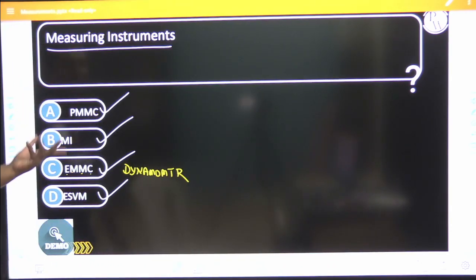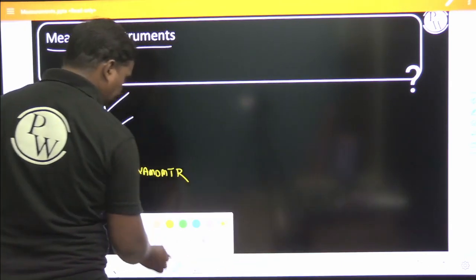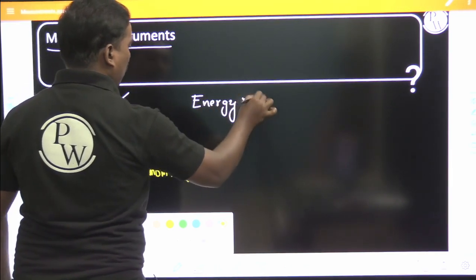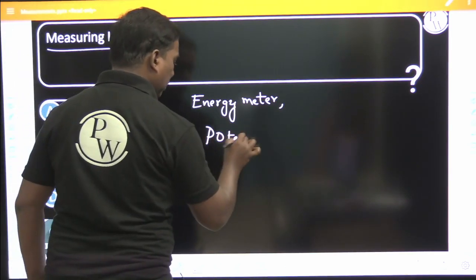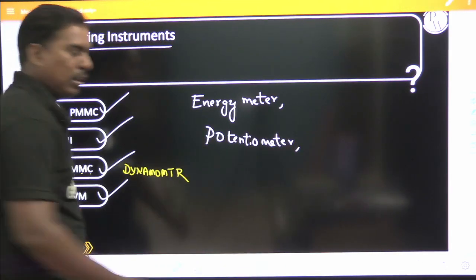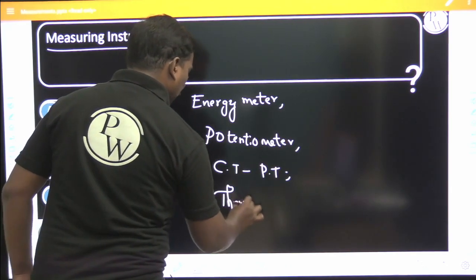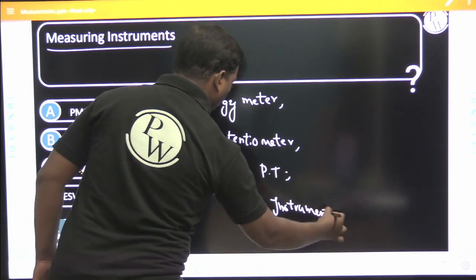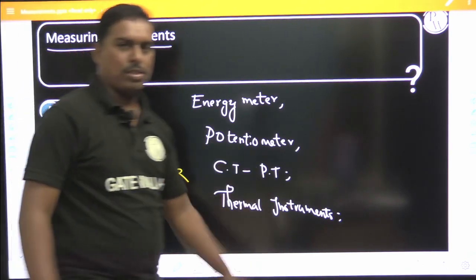In addition to this, we are having some extra instruments like the energy meter. We are also having the potentiometer, and we are also having the current transformer and potential transformer, and we are also having the thermal instruments. So, these are the set of instruments.